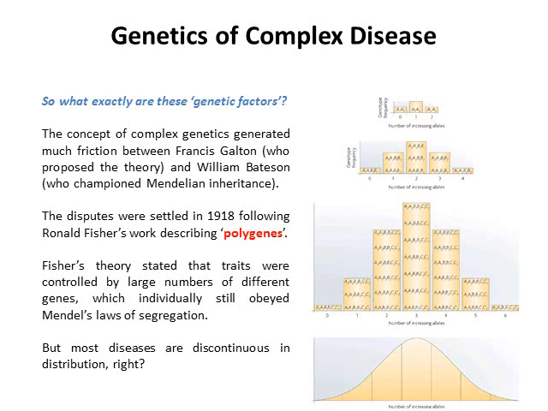So these disputes, these arguments between Bateson and Galton, were eventually settled in 1918 following publication of some work by a guy called Ronald Fisher. What Ronald Fisher described for the first time was a concept of polygenes. What Fisher said was, if you consider the possibilities that arise from a particular gene, so let's start with one gene here, and think about the different ways in which the alleles can be assorted, there are three situations that you can get.